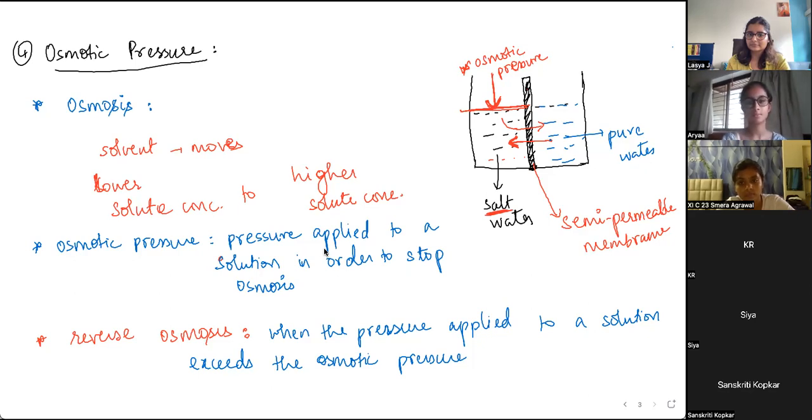So osmotic pressure is theoretically the pressure that naturally occurs due to forward osmosis, but numerically it is the external pressure used to stop osmosis. If you want to figure out the osmotic pressure, this is the method: you apply an external pressure, see where it stops, and the pressure at which the osmosis stops is the osmotic pressure.